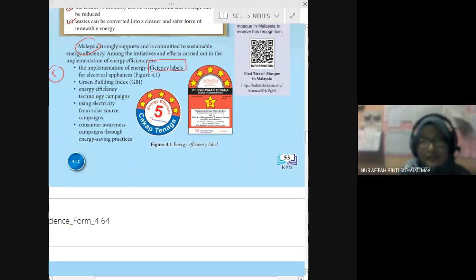Okay, and then we have the Green Building Index, GBI, Indeks Bangunan Hijau.